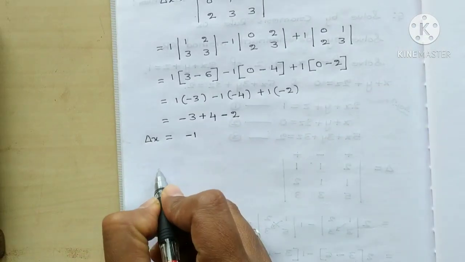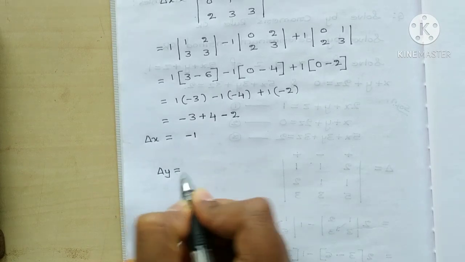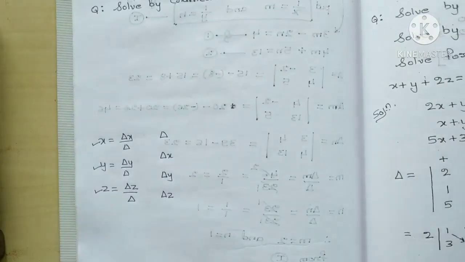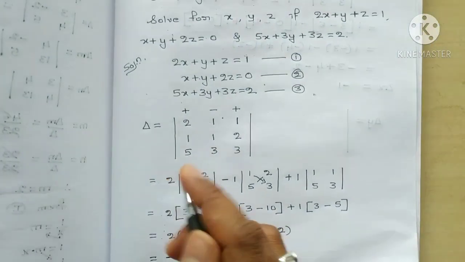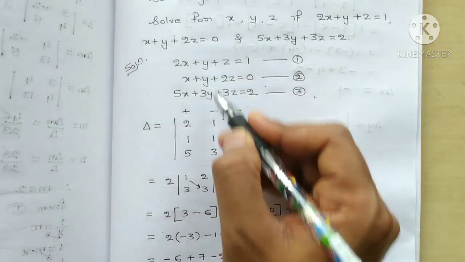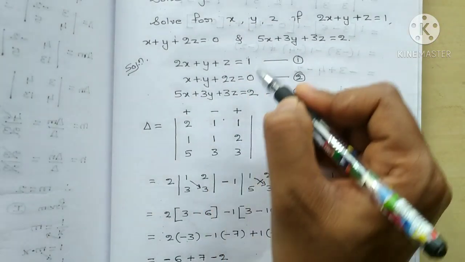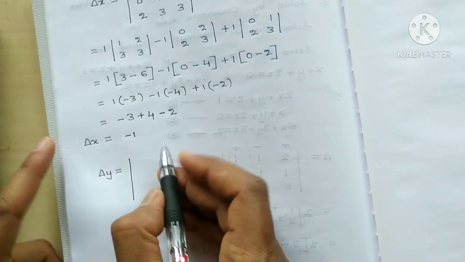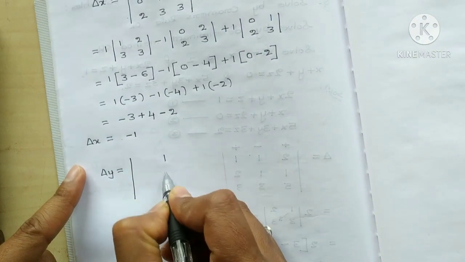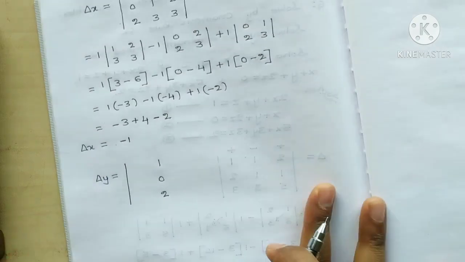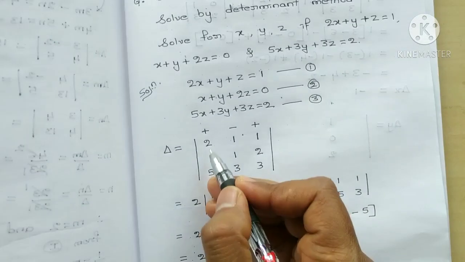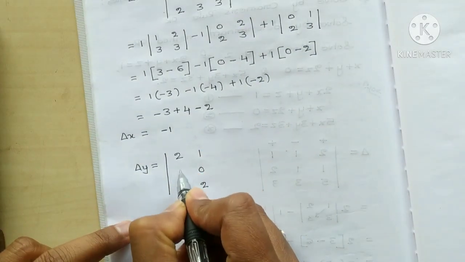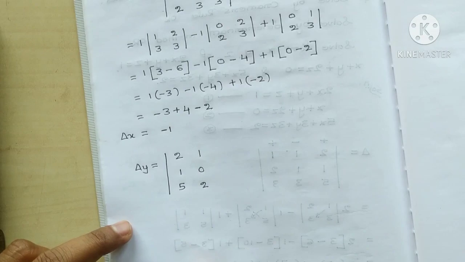So next, the value delta y you need to find out. Correct? So what to do? Again in delta. So again in delta, y means which column? Second column. This column you have to replace by 1, 0, 2. First column 2, 1, 5 as it is I am going to keep.